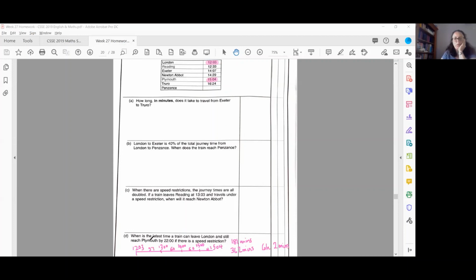So when is the latest time a train can leave London and still reach Plymouth by 10 o'clock, or by 2200 hours? So we take our 2200 hours, subtract 6 hours, and that would take us back down to 1600. And now we need to take away those 2 minutes. So the latest time that we could leave here would be 15:58 if we want to arrive in Plymouth by 10 o'clock. So our latest time, the answer to part D, would be 15:58.